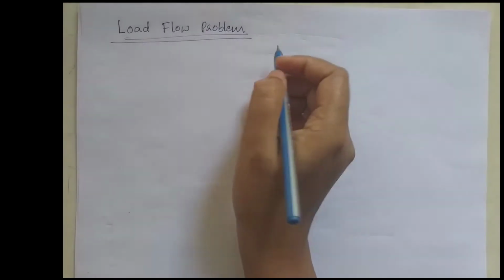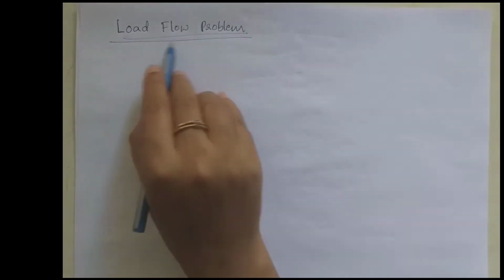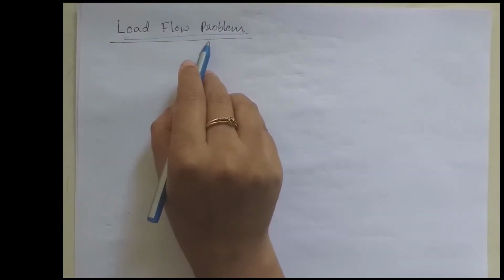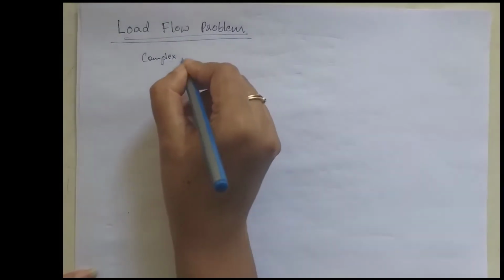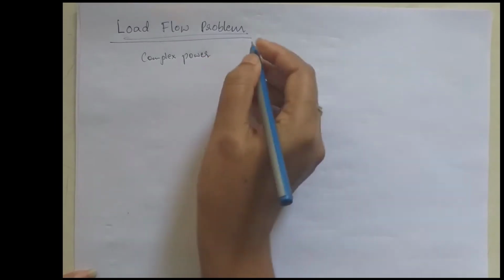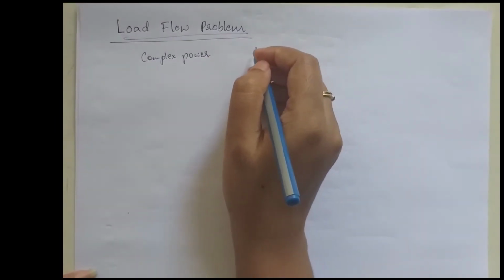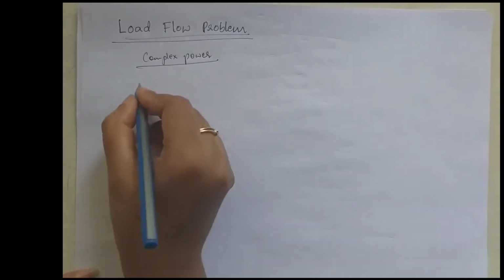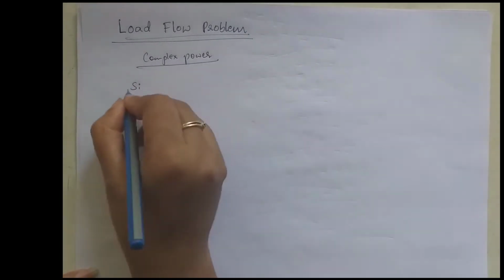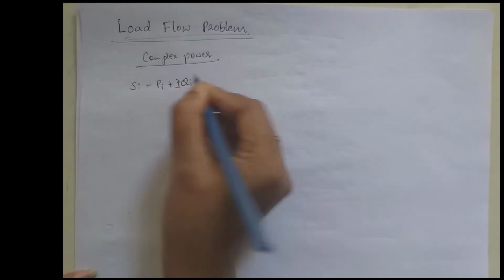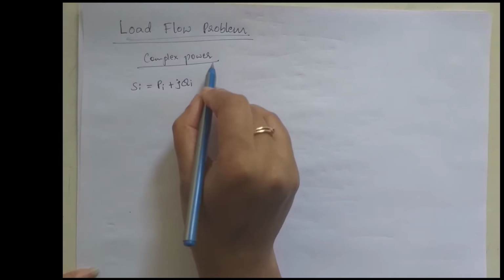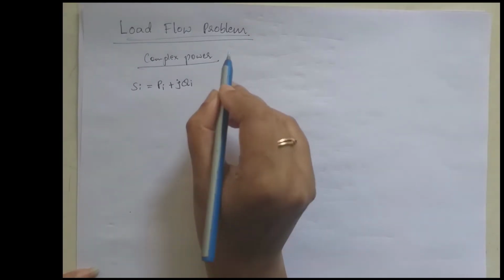Hello students, this is the next topic in module 1, that is the load flow problem. First thing we have to do is take the complex power injected by the source into the ith bus of the power system. So the complex power injected, which is Si, is equal to Pi plus jQi.